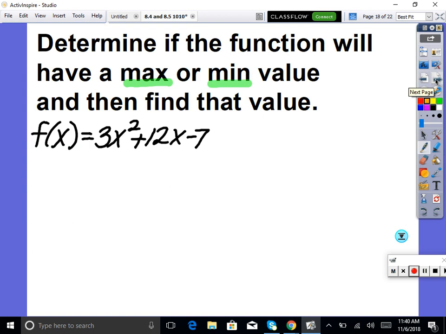Okay, so let's just read this one. Determine if the function will have a max or min. Because honestly, with these, can't we just plot a bunch of points once we have the vertex? You do have to be able to find the vertex. Determine if the function will have a max or min value and then find that value.